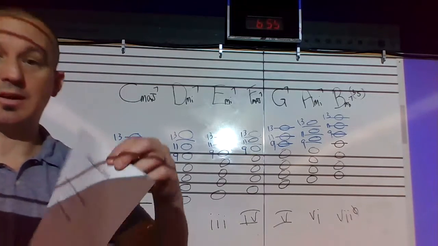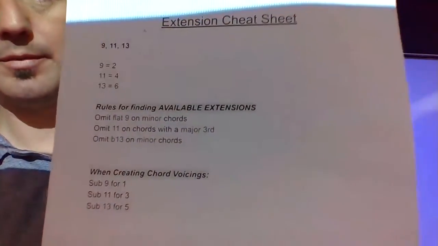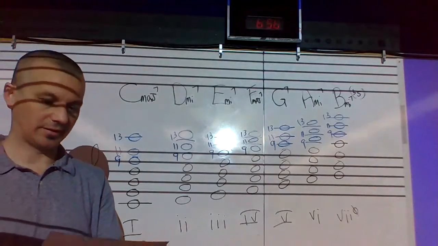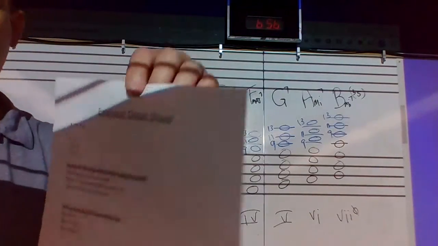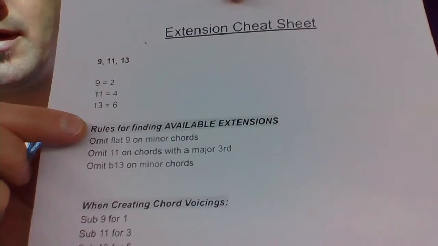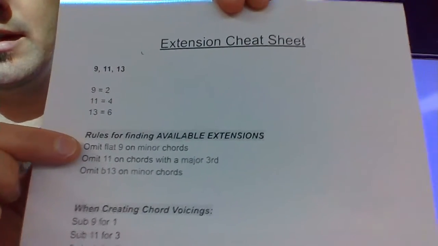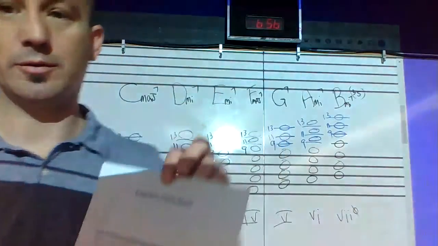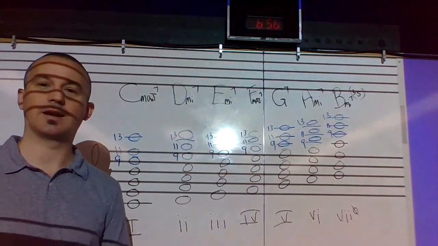Okay, and you should have the extension cheat sheet printed out, and we're going to go down these rules. Our first rule says, rules for finding available extensions. Underneath that, we see omit the flat 9 on minor chords. So can't have minor chords with a flat 9 yet.